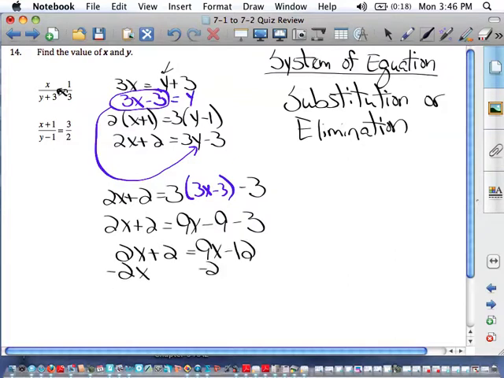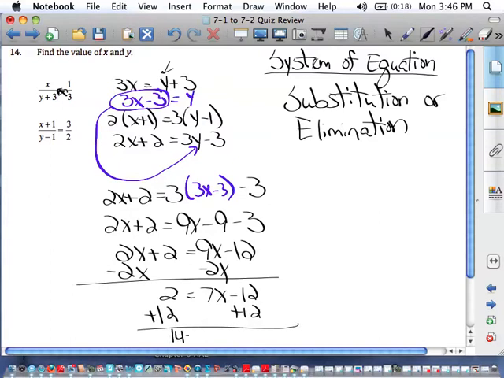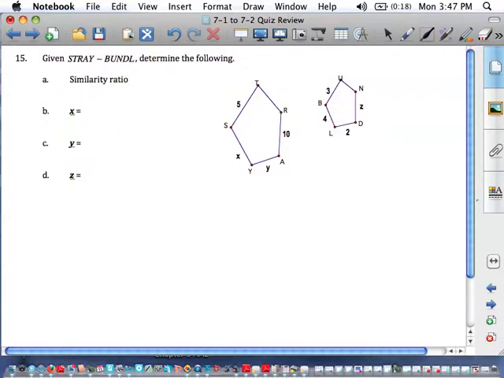Subtract the 2x from both sides, and then add the 12 to both sides. And then x is equal to 2. Again, if you substitute that back in, you could check your answer. And I think on this quiz tomorrow, you'll probably have time to do that for many of these.